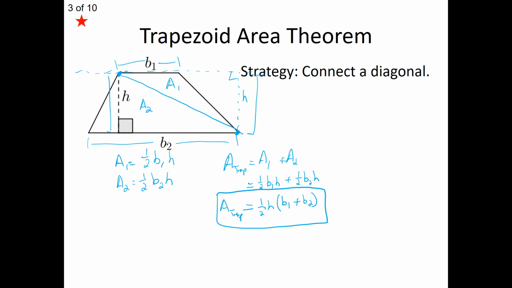Let me say that again. The area of our trapezoid is 1/2 the height times the sum of the two bases. And so, if we're given a trapezoid where we have the two bases and the given height, we can actually calculate the area of this trapezoid.